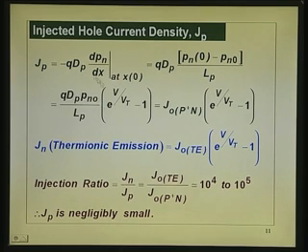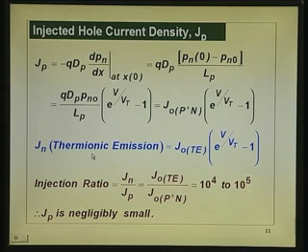So, what is this quantity? That quantity is J naught of the p plus n junction. Please be careful, this is different from the J naught in the Schottky barrier diode, because that mechanism is different. We have spent enough time discussing that. So, that is that quantity.